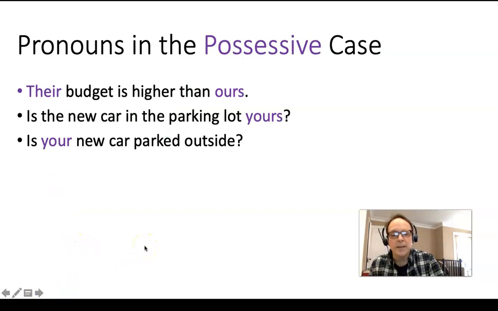Last one, possessive case. So this is when there's ownership. Their budget is higher than ours. Is the new car in the parking lot yours? Is your new car parked outside? So again, these are in the possessive case, so we're using these possessive pronouns.